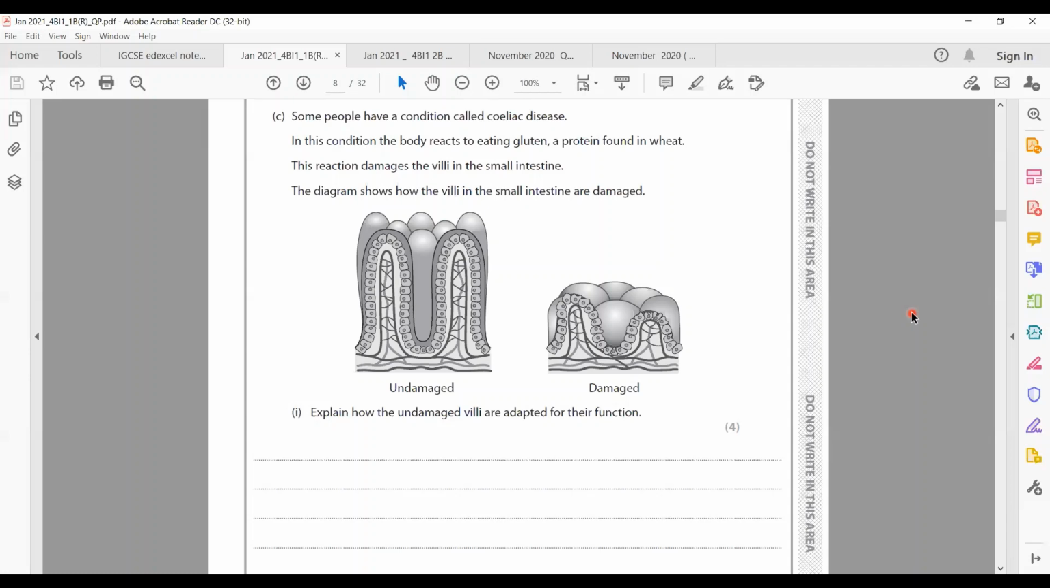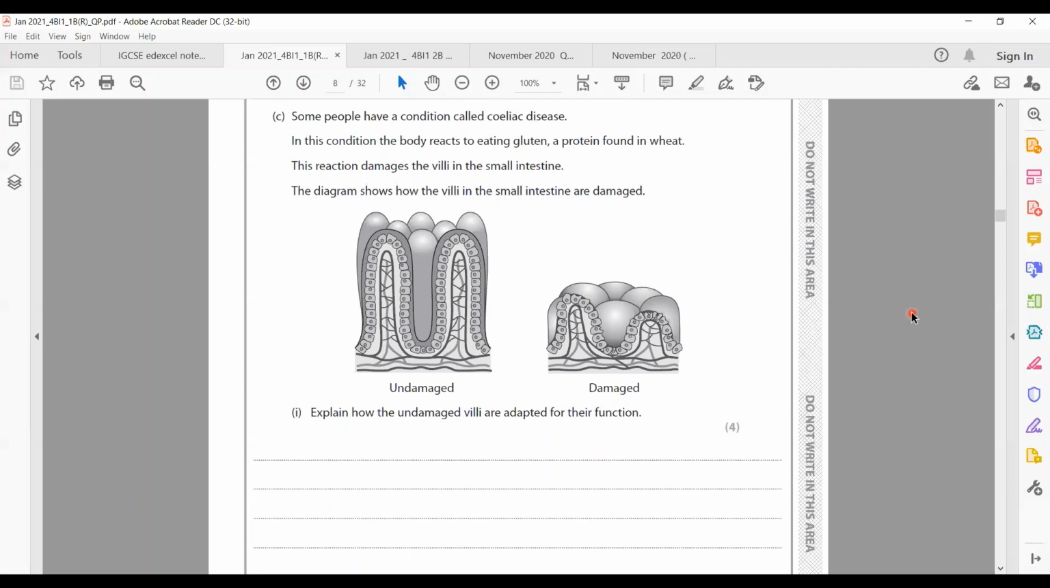Some people have a condition called celiac disease. In this condition, the body reacts to eating gluten, a protein found in wheat. This reaction damages the villi in the small intestine. The diagram shows how the villi in the small intestine are damaged. Explain how the undamaged villi are adapted for their function.